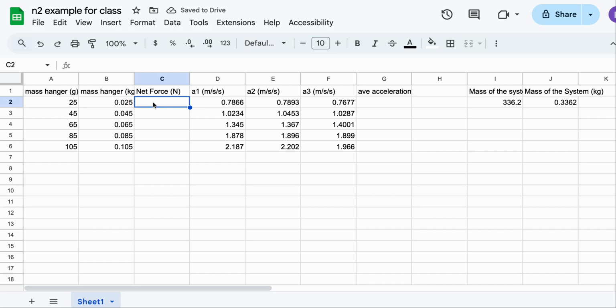Well, the net force in this case happens to be the weight of the hanger. So to calculate the weight of the hanger, you need the gravitational field strength constant times the mass of the hanger in kilograms. So again, we're going to hit equals to do a calculation. We're going to take the mass of the hanger, and you're going to multiply it by hitting Shift 8, which is the asterisk, and we're going to multiply that by 9.81 newtons per kilogram. Don't put the units in the calculation.